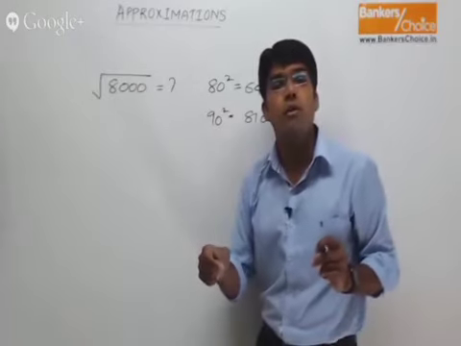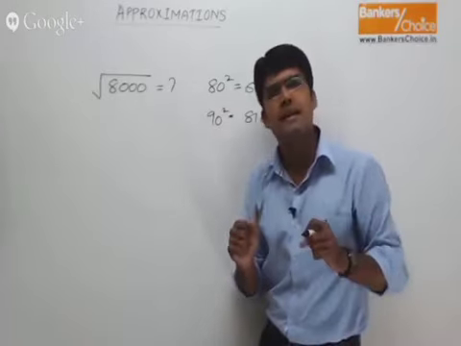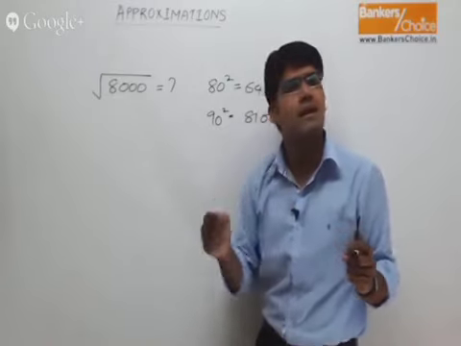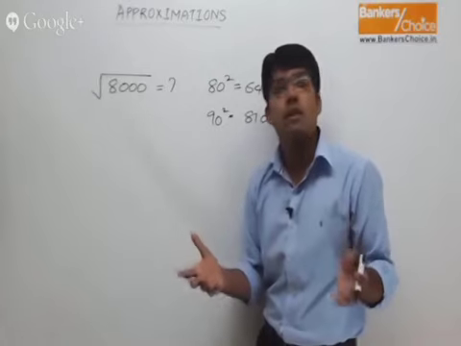So first look at the options. How many of the options are between 80 and 90? Let's say there is only one option in the range of 80 to 90. You can directly mark that as the answer. You don't have to worry about the remaining options.